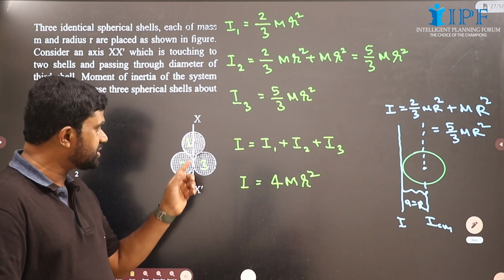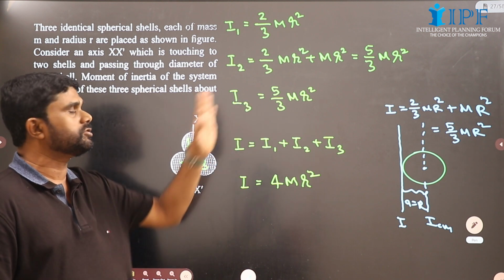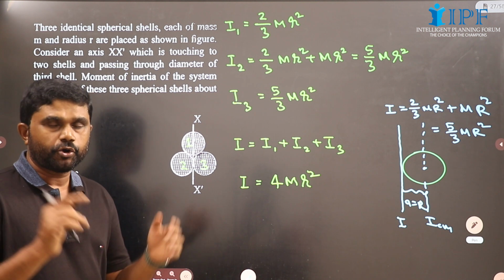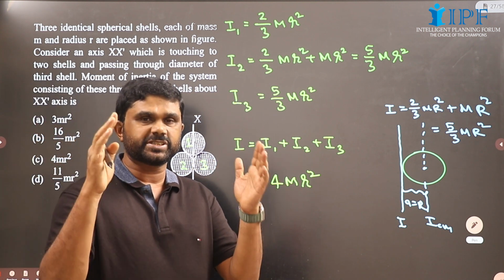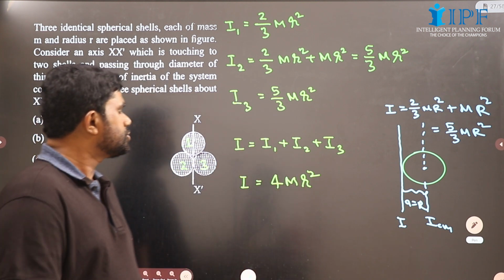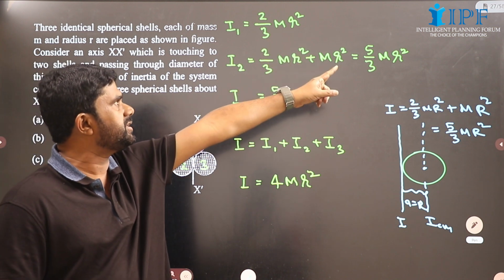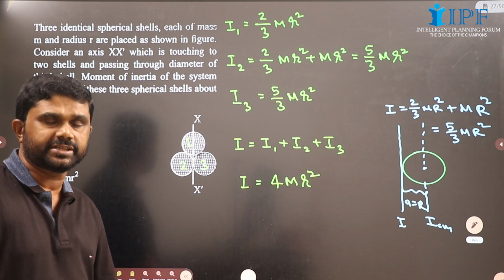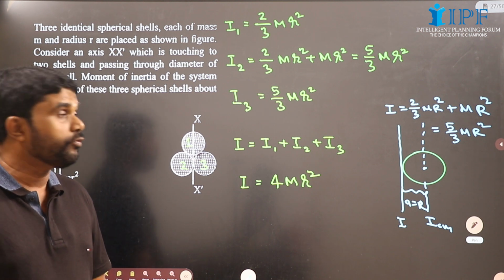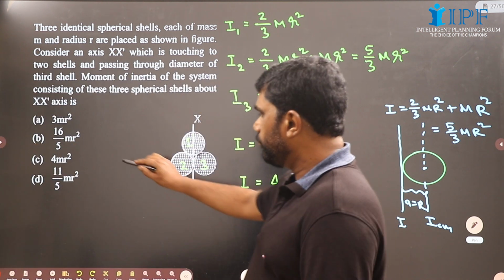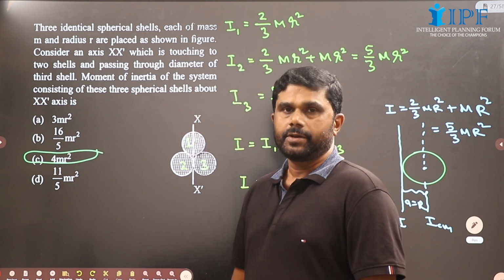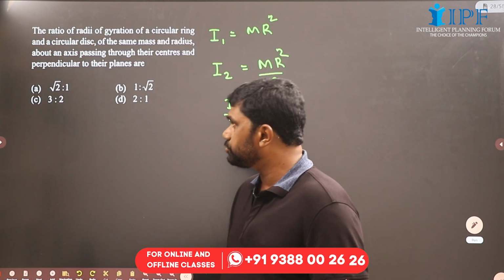The moment of inertia of the third shell about the given axis is also 5 by 3 MR². The total moment of inertia will be I1 plus I2 plus I3. Here we have 5 by 3 plus 5 by 3, which is 10 by 3, plus 2 by 3, that is 12 by 3, or 4 MR². Now let us see the next question.